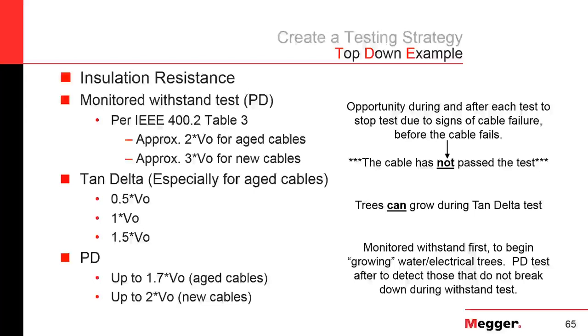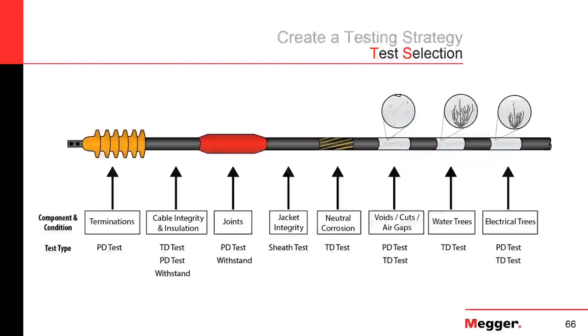Next step would be a tan delta test, and keep in mind that water trees can grow during tan delta tests. And finally, finish off with a partial discharge diagnostic test. That way, if there are any weak spots that came up late in the testing, we have a chance to find them.